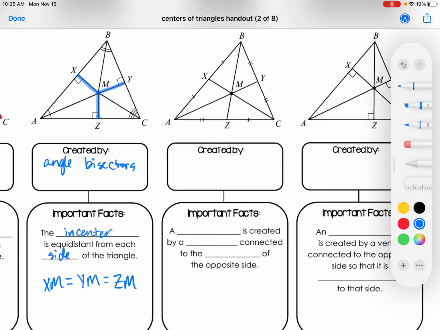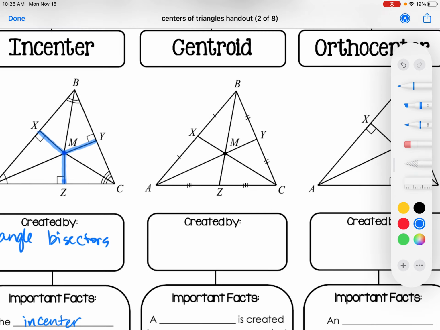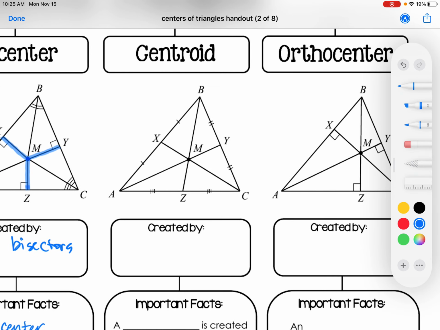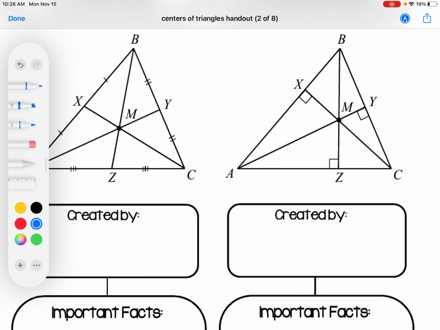The next one we're looking at, excuse me, I actually want to skip to the end and look at the orthocenter. The orthocenter is created by altitudes. In parentheses, altitude is the same thing as the height of a triangle. We'll go ahead and say heights.